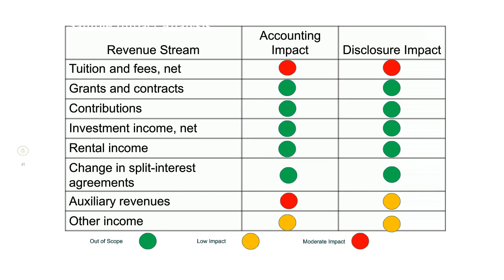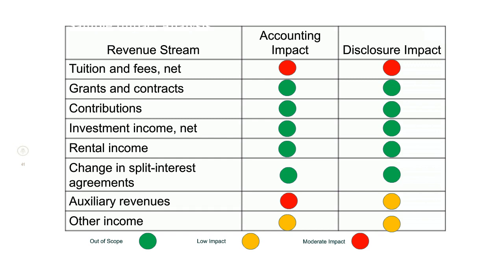And then other income is probably where you're really going to have to look: do you have any significant contracts out there that fit in some other category that you do need to consider for this? So again, we're not expecting any significant changes, but something to keep in mind as you're going through and implementing some of these new standards.